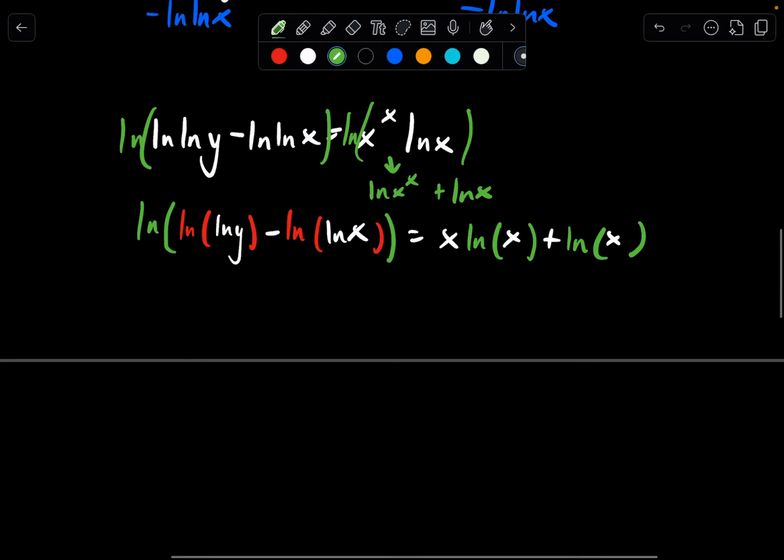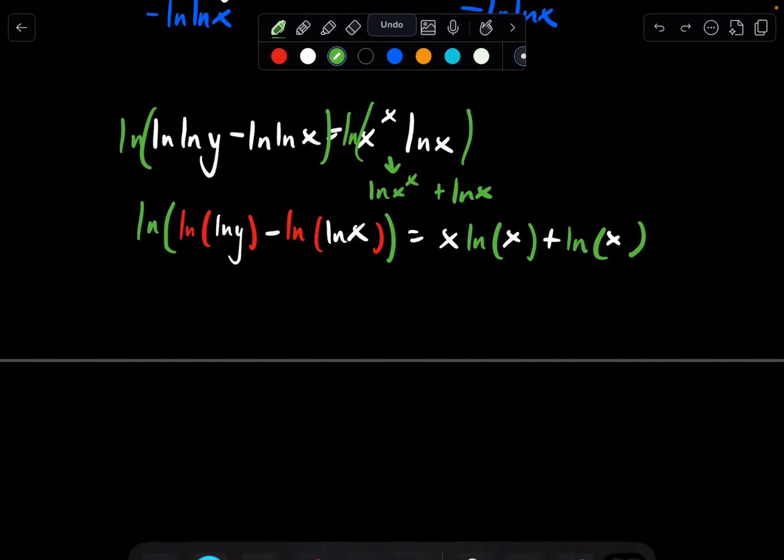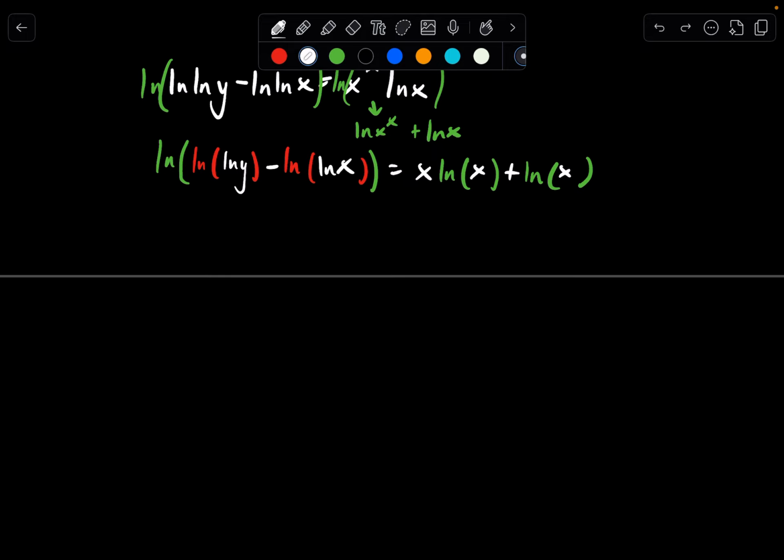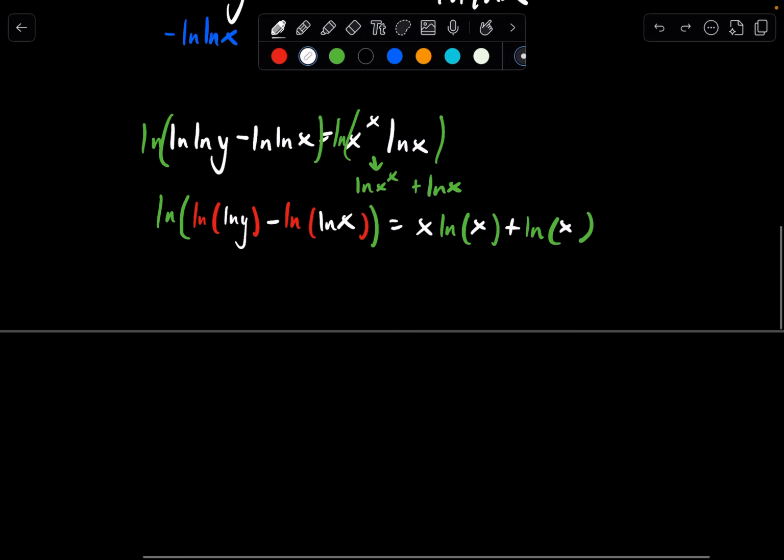So now that all of our exponents are down, there's no x in the exponent anywhere. Now we can differentiate this implicitly. And that's how I like to do it. So implicit differentiation really just means we just solve for dy dx. And here's what that means.